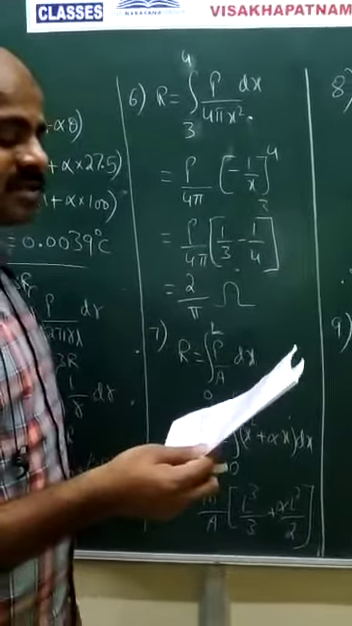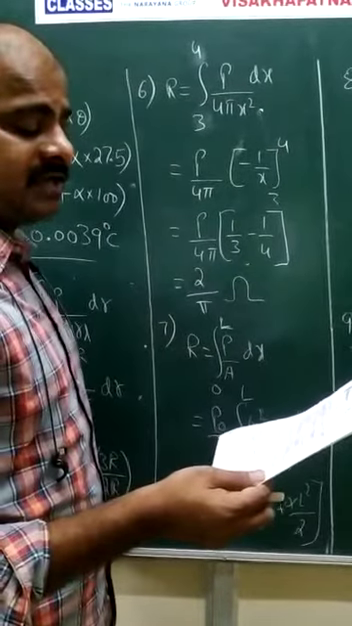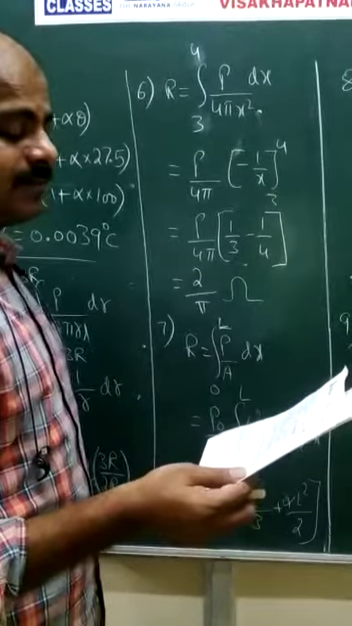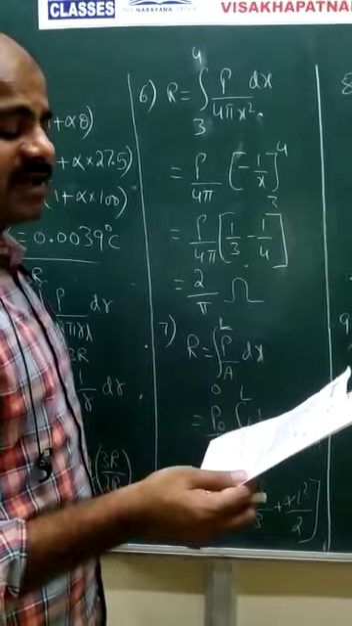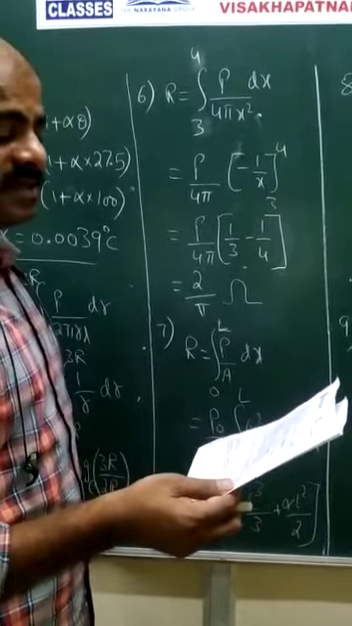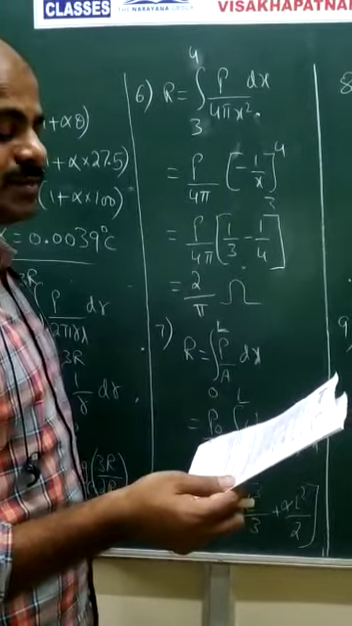There are two concentric spheres of radii 3 cm and 4 cm respectively. If the space between them is filled with a medium of resistivity 96 into 10 power minus 2 ohm meter, then the resistance of the gap between the two spheres will be.